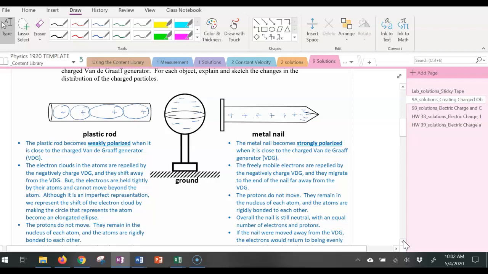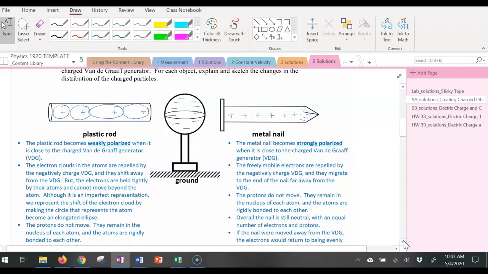The change in the location of the charges is called polarization. So the metal nail has become strongly polarized by being close to this charged Van de Graaff generator. Overall, the nail is still neutral. It has not gained or lost electrons. It still has one electron for every proton. It's just that their positions have changed.